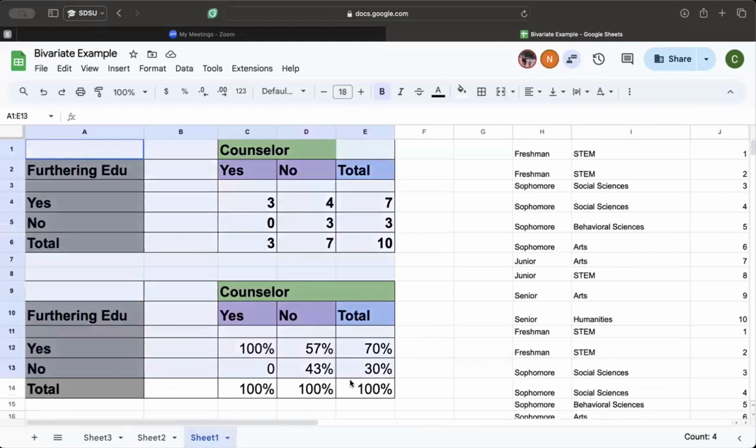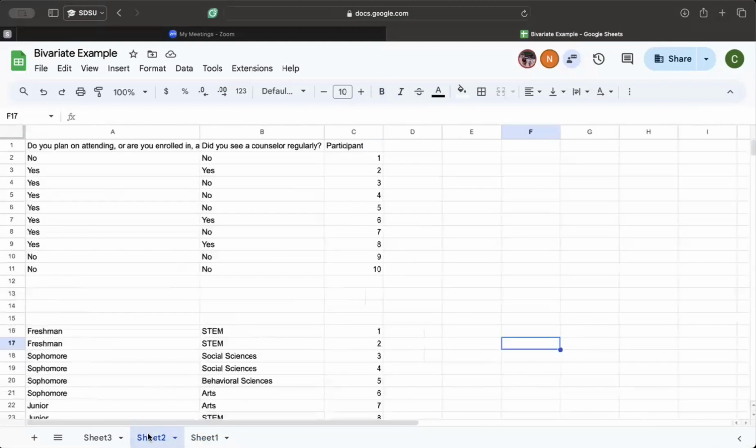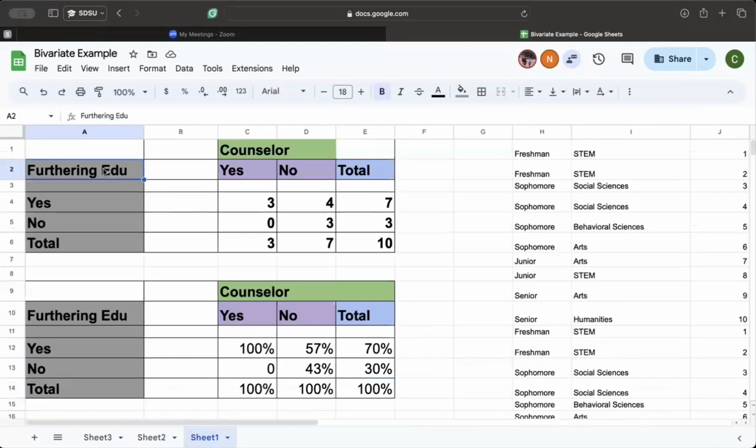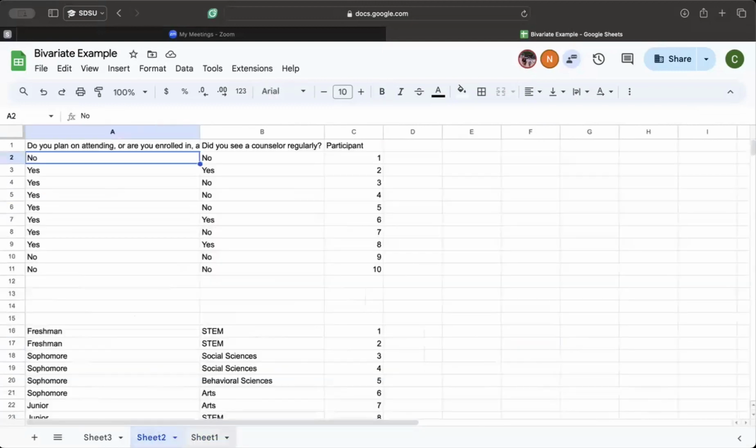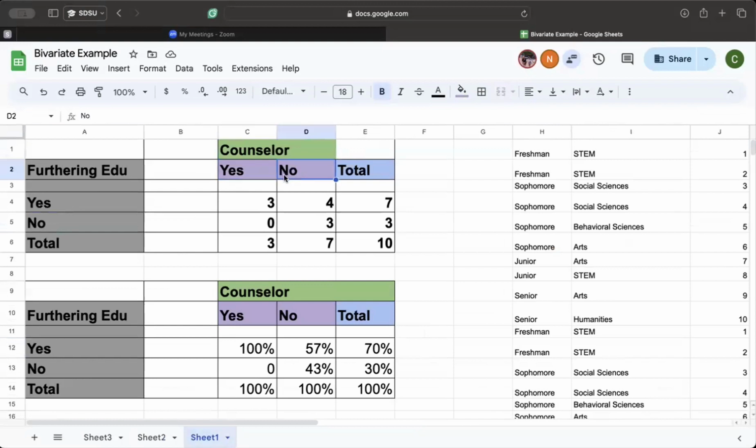So with this first one here, what I did was break down where they have plans on furthering their education. Yes or no, right? Those were the options they could select. And then did they see a counselor regularly? Yes or no. And this is what this would look like.